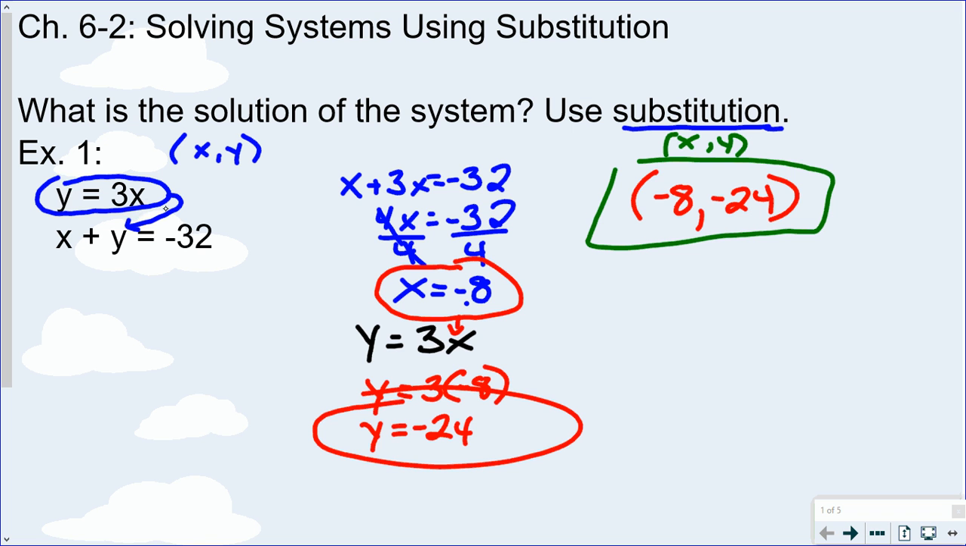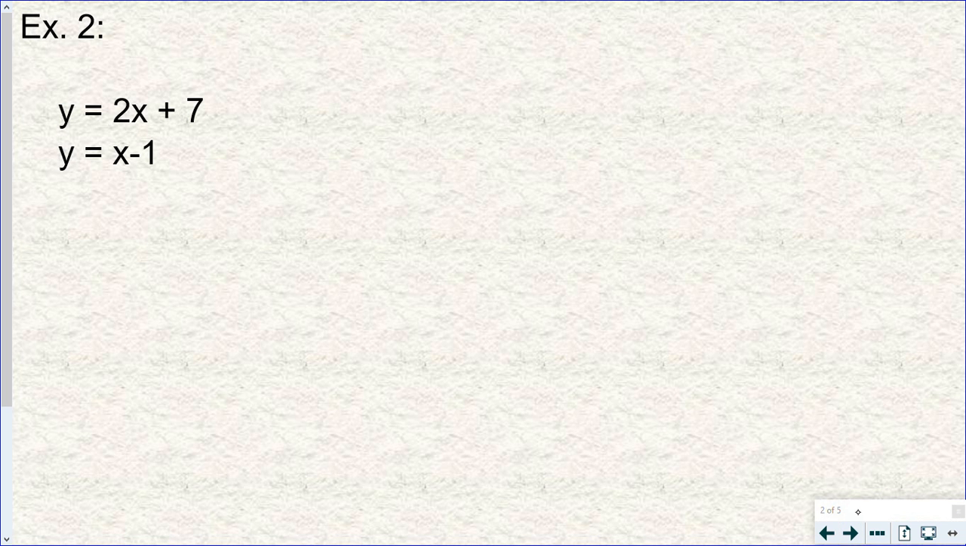So that's substitution. You take one of the equations and substitute it into the other equation. So let's look at another example. y equals 2x plus 7, y equals x minus 1. So I have a choice here. I can replace this y with x minus 1, so substituting this equation into this one, or I could take 2x plus 7 and substitute that into this equation for y. Either one would work.